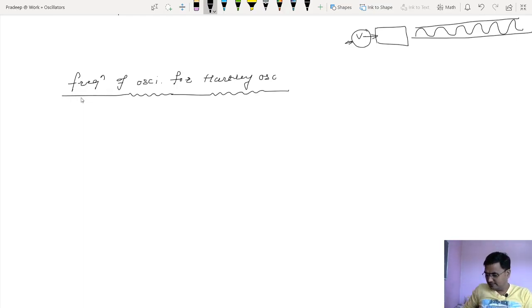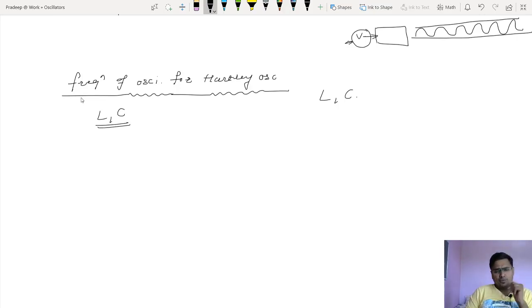Now see, the frequency, I told you that it is dependent on the value of L and C. The frequency of oscillations can be derived with the help of only the feedback network. So let me draw the feedback network. Is there a need to draw it again? It's not needed, I think. So the frequency of oscillations is dependent on the inductor as well as this capacitor.